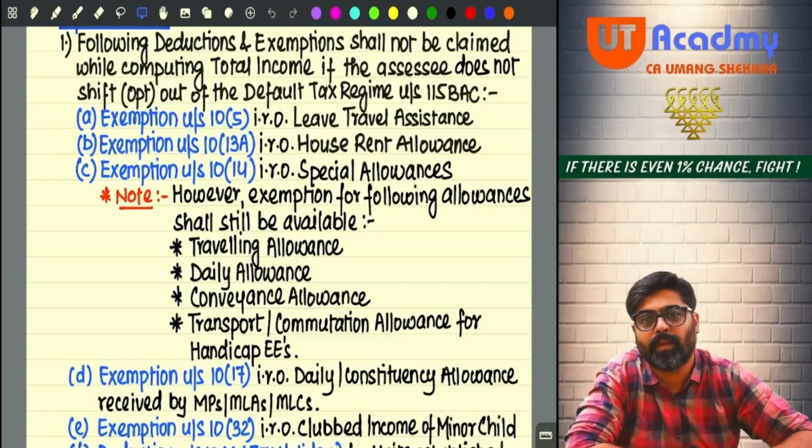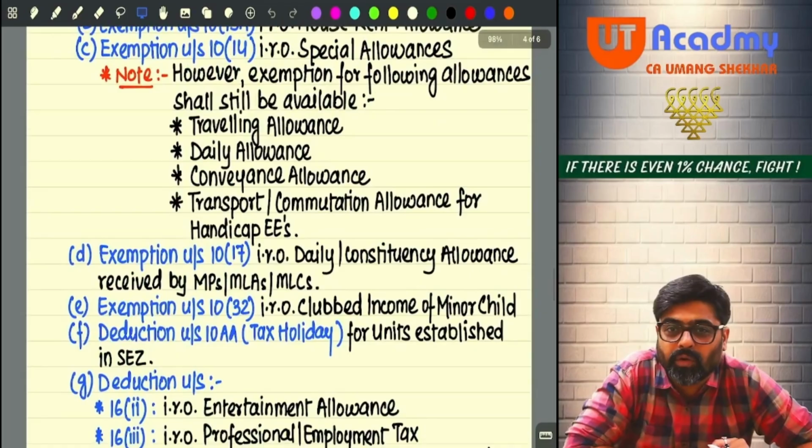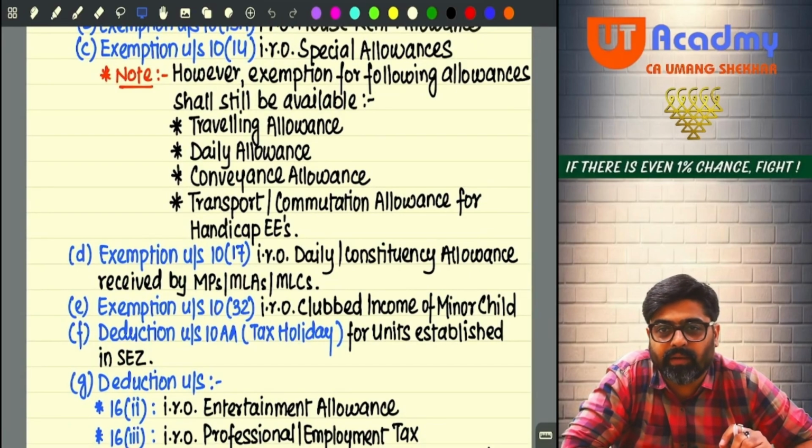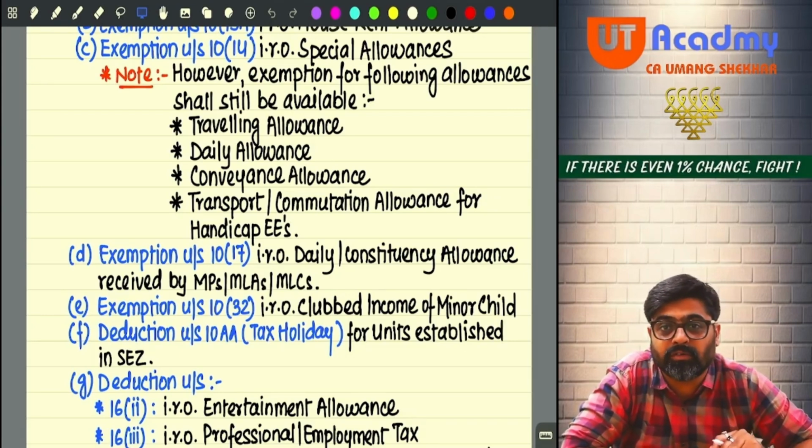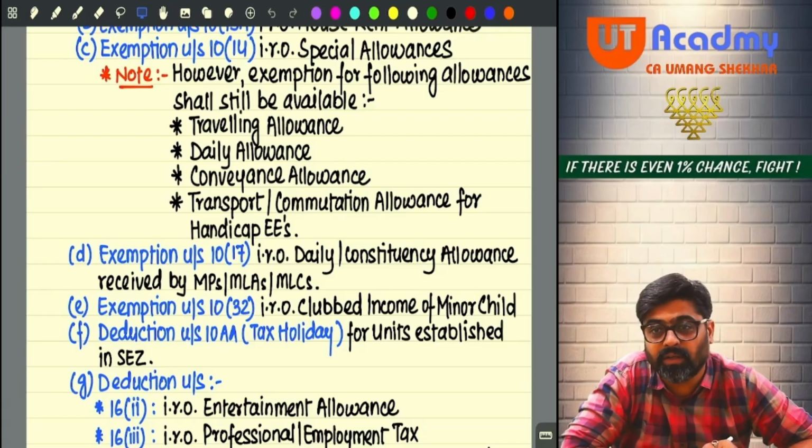Now do you remember in IFOS I had told you MP, MLA, MLC, they are getting what? Constituency allowance, daily allowance. So their constituency or daily allowance will be exempt under section 10(7B). Their salary will be taxable as IFOS, but their daily or constituency allowance will be exempt under 10(7B). But if you follow 115BAC, that allowance will not be exempt, that will now be taxable. Yes or no? Do you remember for clubbing, minor child's income used to get clubbed? 1500 rupees per annum per minor child you used to get the exemption. It will not be given if you follow 115BAC.